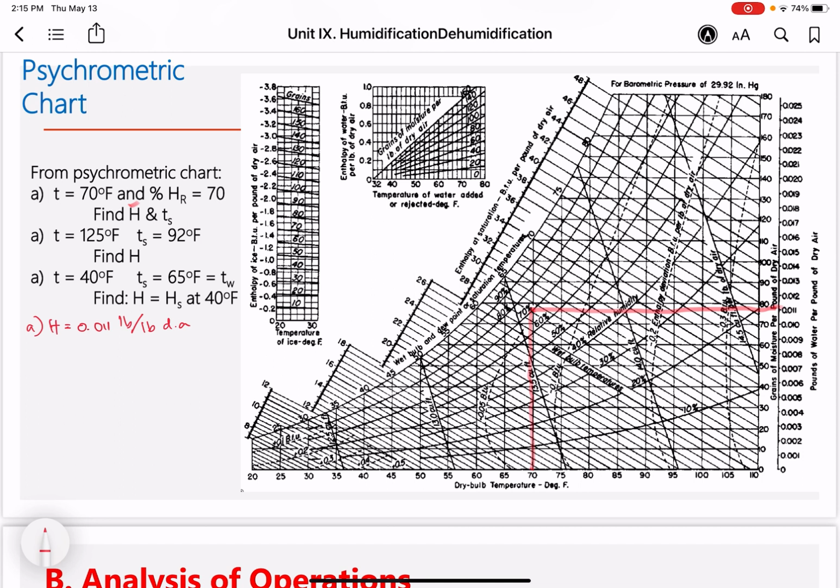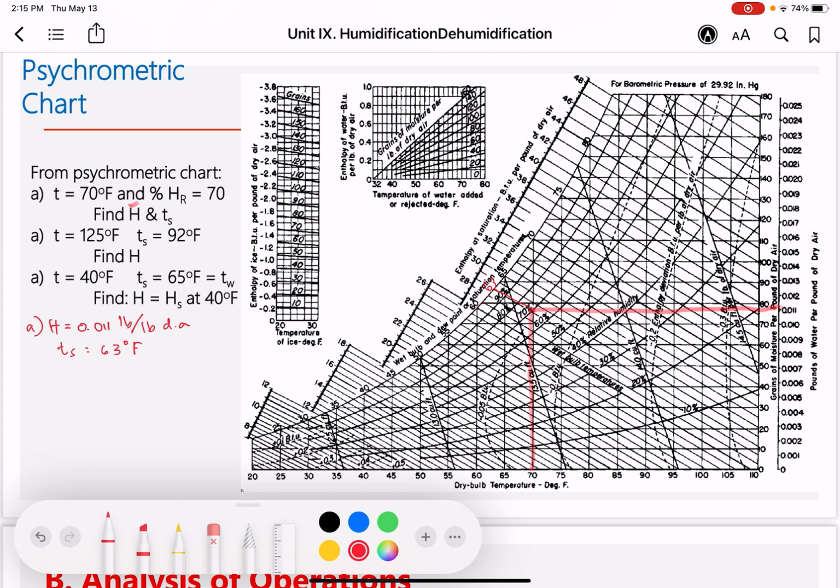And what's the saturation temperature? The saturation temperature is at this point. Ito, pag pinroject ko doon, this is 60, 61, 62. Kung pinroject ko siya, at around 63 degrees Fahrenheit. Temperature, 63 degrees Fahrenheit. Okay? That easy, right? Okay. Letter B.